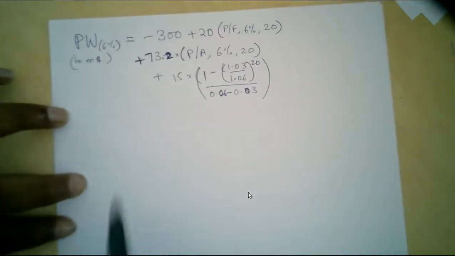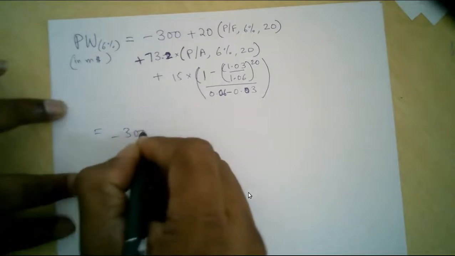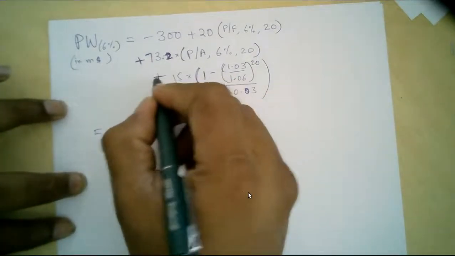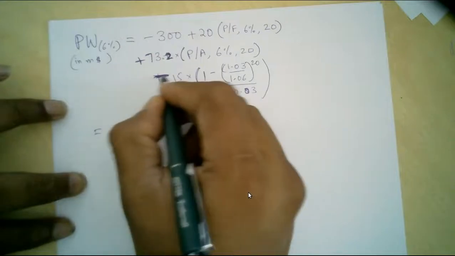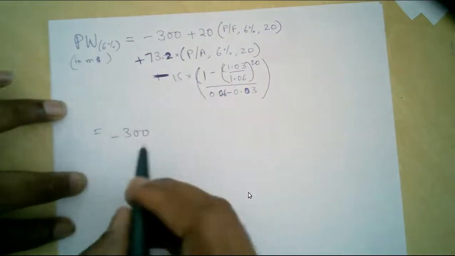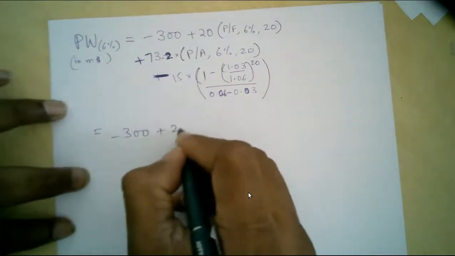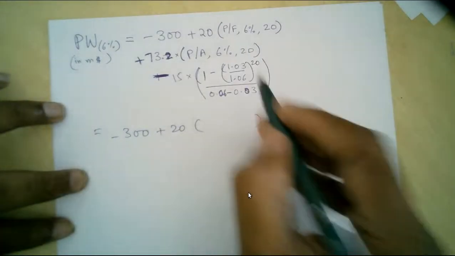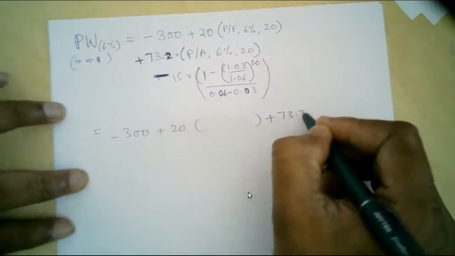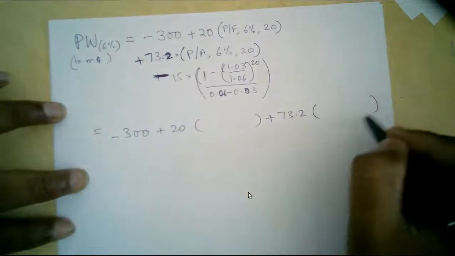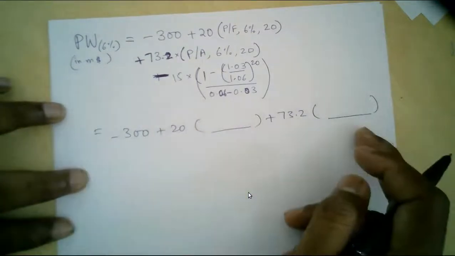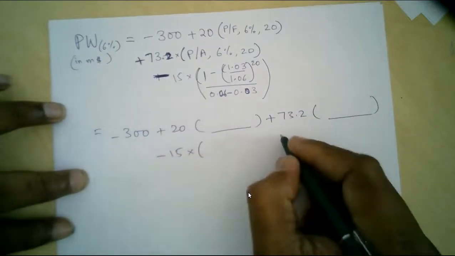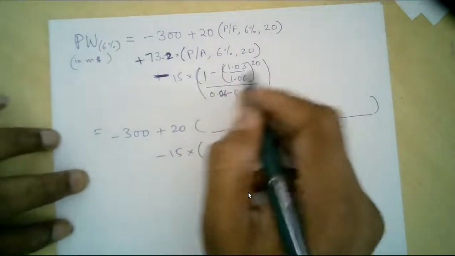Minus 300. By the way, this is the cost, so here it should be a minus sign, be careful. Now plus 20, and one factor will come here, that is this factor, plus 73.2, and another factor will come here, minus 15, and then here I'll get one more factor, which is a calculation. First I will do this calculation.